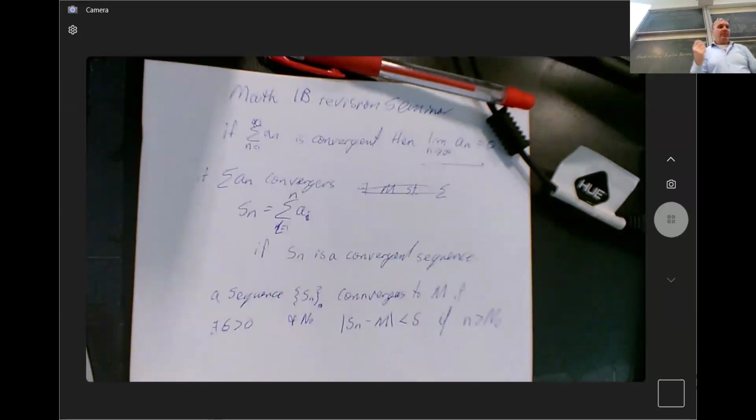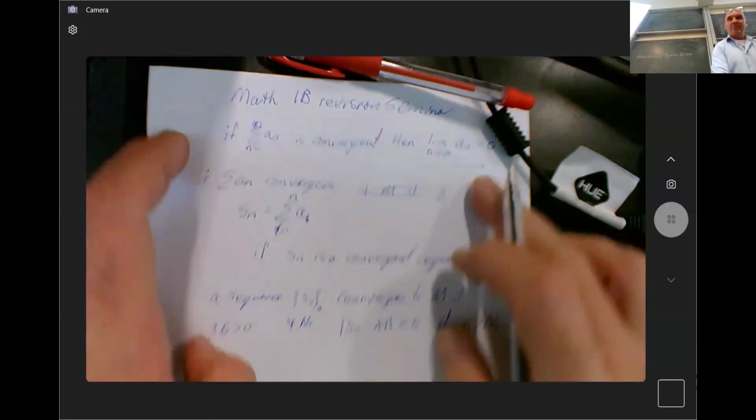Okay, so the next thing we're going to do. Those are the really fundamental things that we build on, and sometimes it can pay to go back to them.